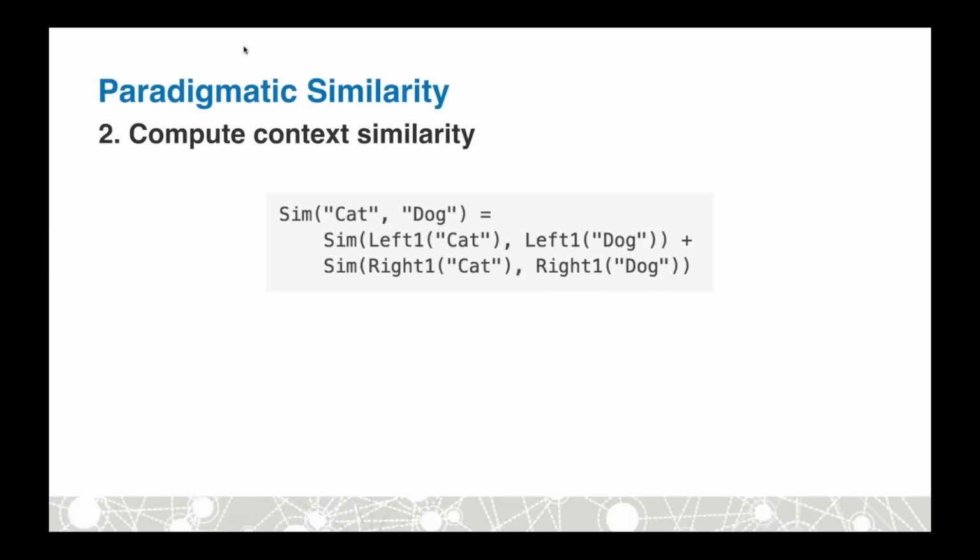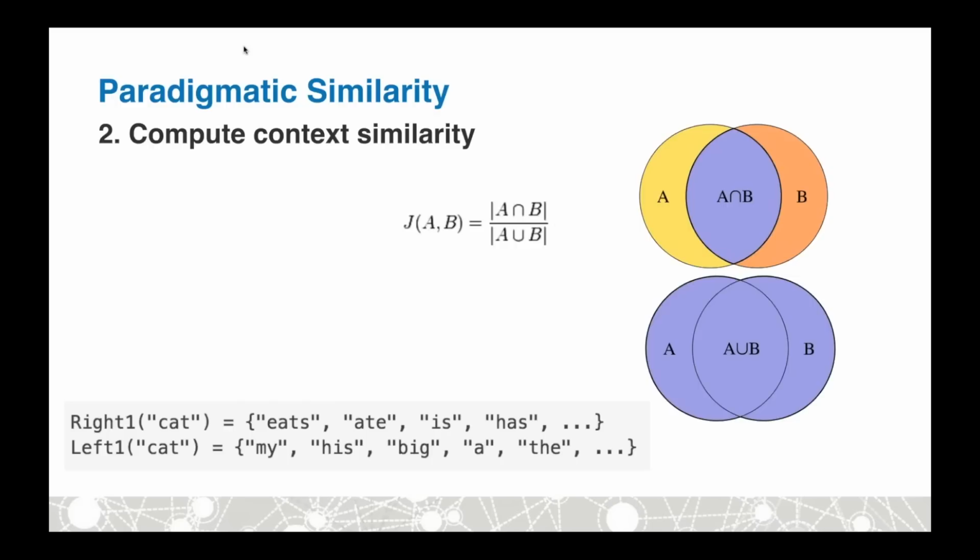So in step two, we need to compute the similarity of these contexts. So how can we do that? Well, we can use what's called Jaccard similarity. So anytime you need to compare two sets, this is a great way to do that. We basically take the count of the intersection of the two sets and divide that by the size of the union of the two sets, and that number is our similarity. So that will range from 0 to 1. 0 if they have no words in common, 1 if the two sets are equal.